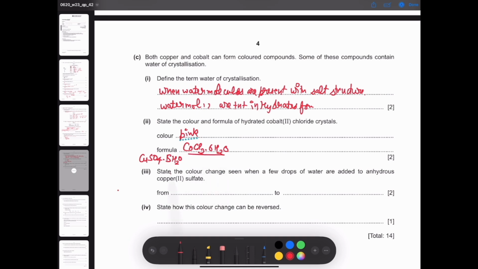Alright. State the color change when few drops of water are added. So this is just a test for water. When you add water to cobalt chloride, initially it is white in color, but then it turns to blue. And this is not for cobalt chloride, this is for copper sulfate. When you add water to copper sulfate, it turns from white to blue.